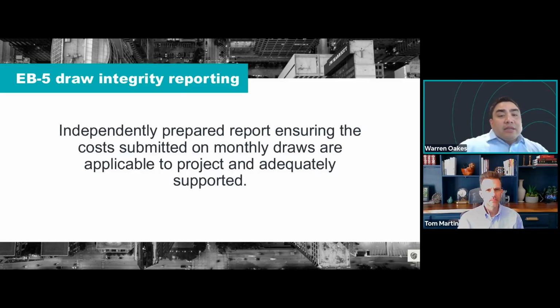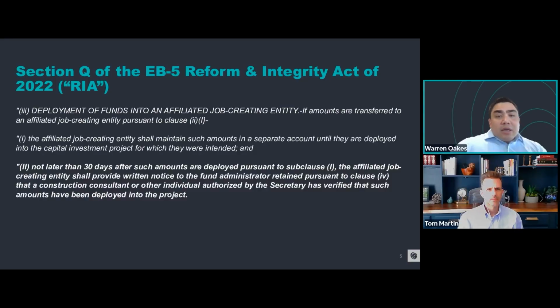In a few minutes, we'll dive deeper into the methodology and the benefits of reporting. But I'd like to start today's discussion by taking a moment to review the regulation guiding our work here. The EB-5 Reform and Integrity Act of 2022, otherwise known as the RIA, has Section Q, which a lot of you are very familiar with. And in this section, it describes how Congress would like there to be third-party oversight over the flow of EB-5 funds. There's two components to Section Q.